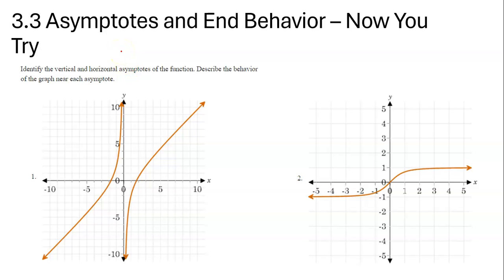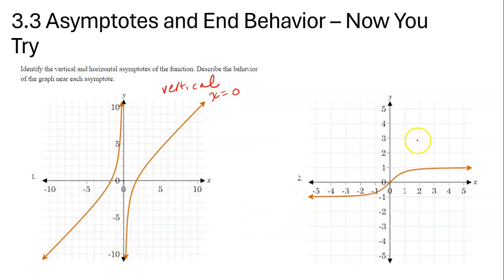Okay, so let's try it. So we have a vertical asymptote at x equals 0, okay? And I'm not really going to describe the behavior close to the asymptote. I mean, the function goes in the positive infinity direction and then the negative infinity direction.